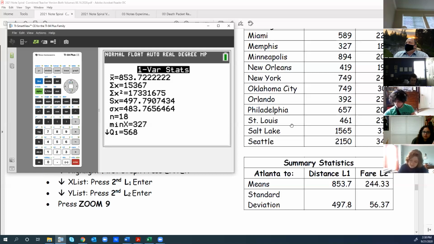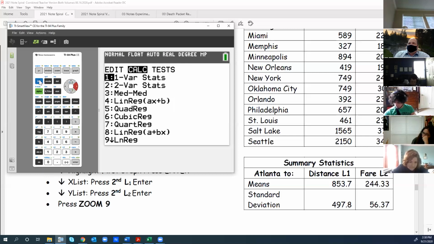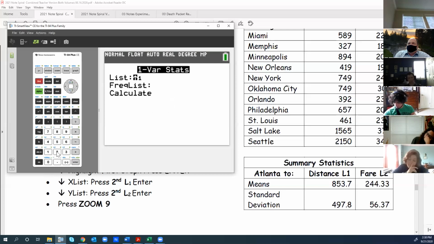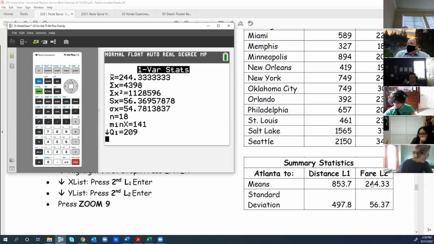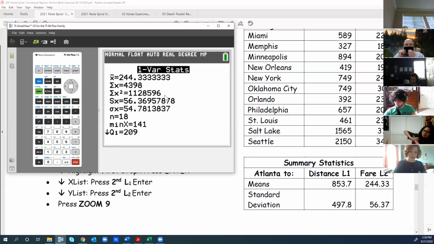Now, I've checked the first column. Let's go ahead and check our second column. So stat, calc, one variable statistics, and now it's L2, so second followed by the number 2. And we have 244.33 and 56.37. So we're fairly confident that we have everything correct. And also, we've also done the scatter plot, so we're ready to move on to the next page.